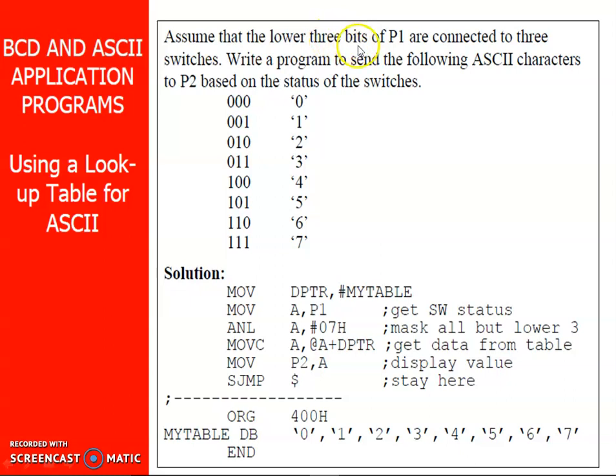Assume that the lower 3 bits of P1 are connected to 3 switches. Write a program to send the following ASCII characters to P2 based on the status of the switches. So look at the question. Assume that the lower 3 bits of P1 are connected to 3 switches. Write a program to send the following ASCII characters to P2 based on the status of the switches. So we shall see this program in the next video.